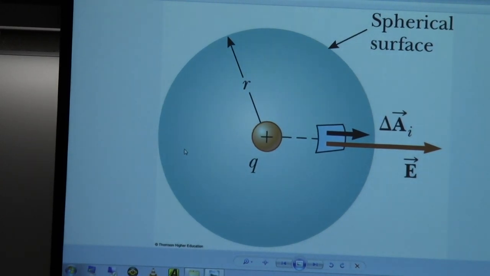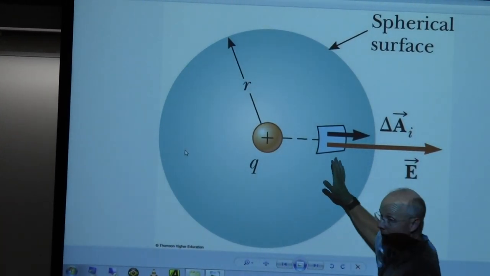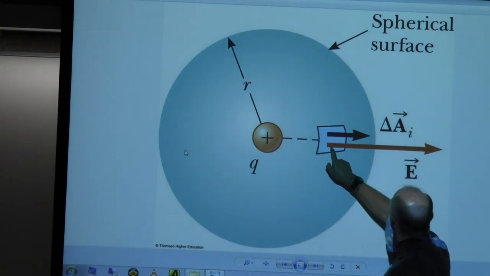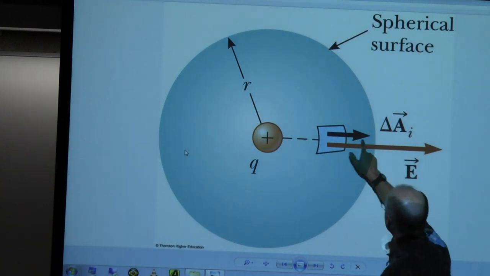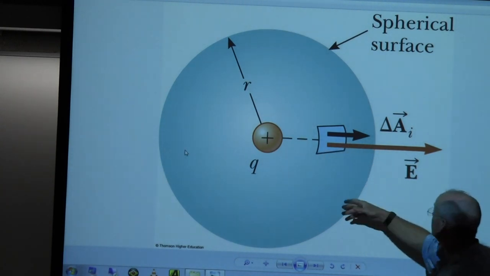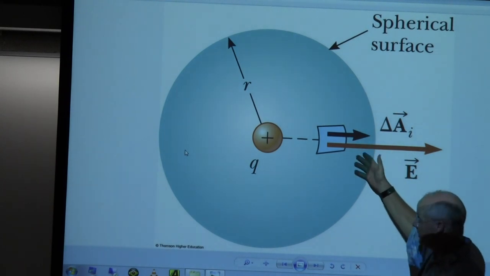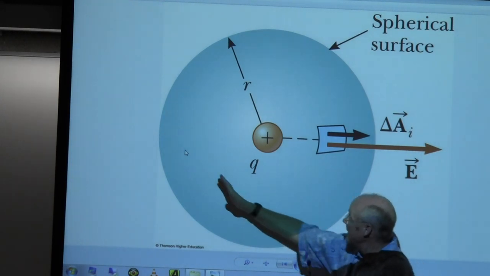For example, what would you say about the direction of the electric field and the area vector? You look anywhere on this surface. The author has put it here and says right here, the electric field is pointing radially outward. That's what we learned from a point charge. What direction is the area vector? Radially outward. So what's the angle between these two vectors? Zero. What would it be if we did it down here? Zero, right? They'd be both going that way. What if we did it over here?